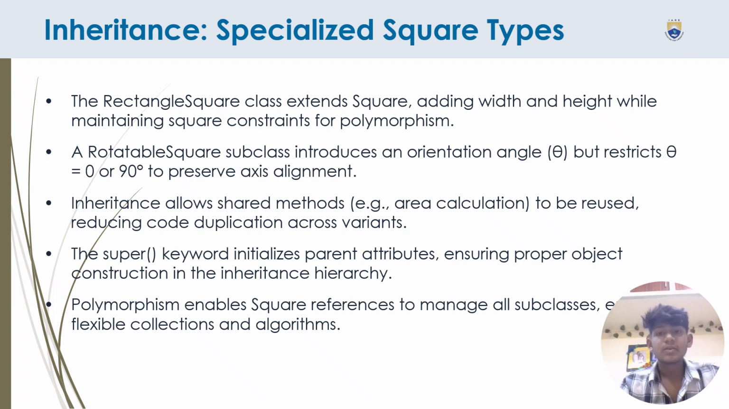Inheritance and specialized square types. The RectangleSquare class extends Square, adding width and height while maintaining square constraints for polymorphism. A RotatableSquare subclass introduces an orientation angle theta, but restricts theta to 0 or 90 degrees to preserve axis alignment. Inheritance allows shared methods, for example area calculation, to be reused, reducing code duplication across variants. The super keyword initializes parent attributes, ensuring proper object construction in the inheritance hierarchy.